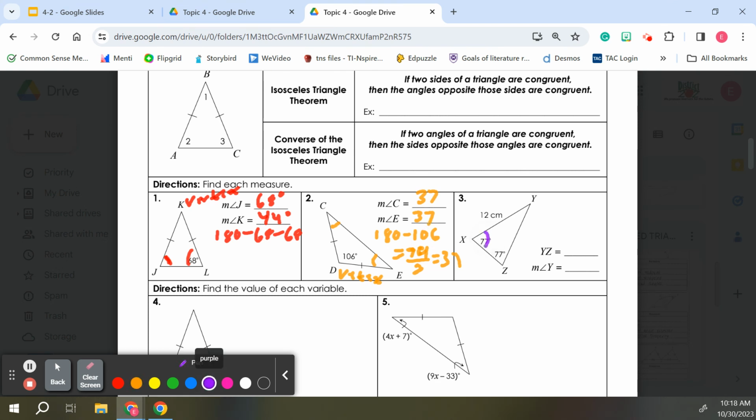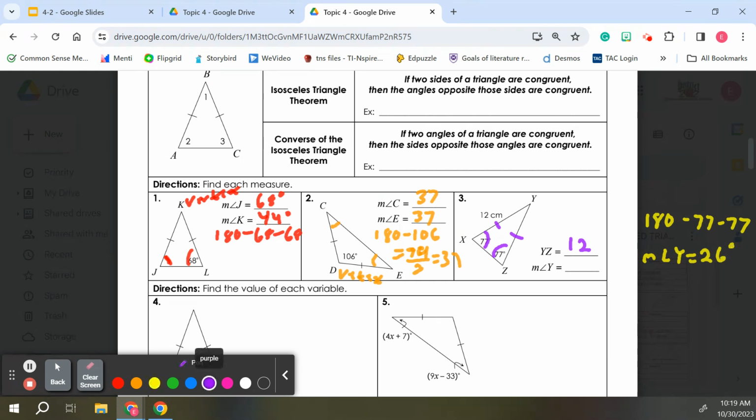All right, so these two angles are congruent, so we're going to apply the converse of the isosceles triangle theorem, which makes this congruent with this, so YZ ends up being 12. And if we look at the measure of angle Y, we're going to take 180, subtract 77, and subtract 77. So what do we get for the measure of angle Y? Good. 26 degrees. Very good.